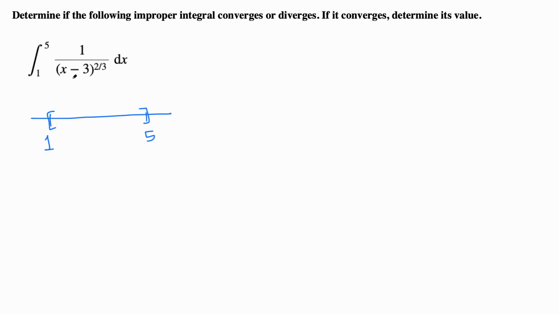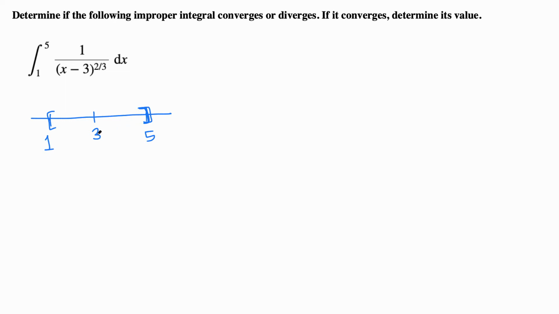If we look closely, at 1 minus 3, not a problem here. 1 minus 3 is -2, and 5 minus 3 is 2, not a problem. So what is the problem? 3 minus 3 is 0. Somewhere there is a 3. It's 1, 2, 3, 4, 5. In fact, there are infinitely many numbers.